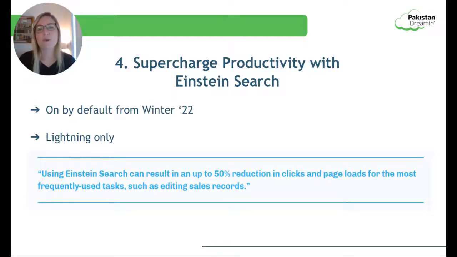And I love this quote from Salesforce about using Einstein Search. They say that using Einstein Search can result in an up to 50% reduction in clicks and page loads for the most frequently used tasks, such as editing sales records. And as we've already talked about, extra clicks and slow page loading is really off-putting to users. So anything that enhances the user experience is a great feature to roll out and make sure you're getting the greatest return on investment for Salesforce.